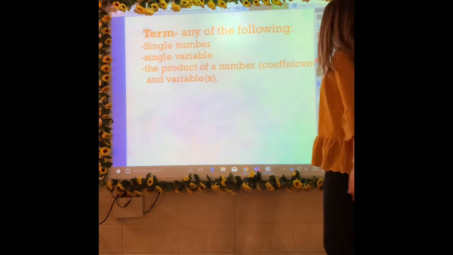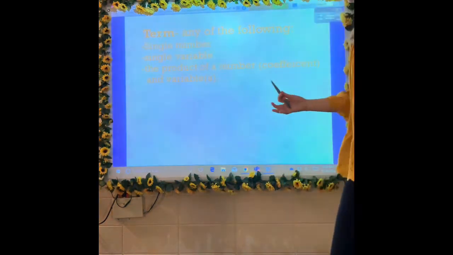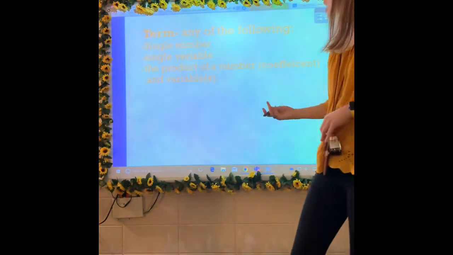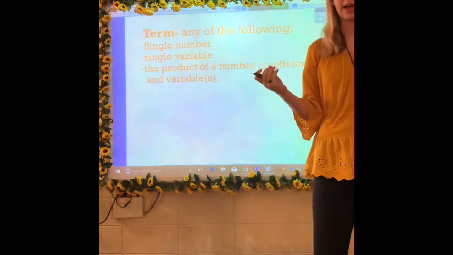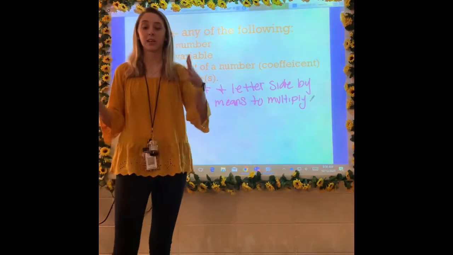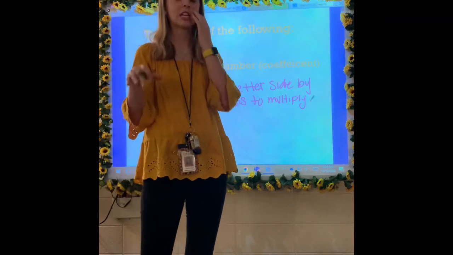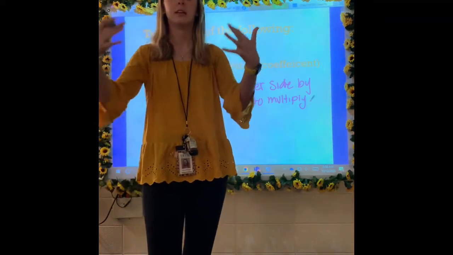All right, so now let's look at our term. A term is any of the following: a single number, a single variable, or the product of a number, that coefficient, and the variable. This might be something you want to write: a number and a letter side by side always means to multiply. That's never going to change. If the number and the variable are attached, then it is multiplication.